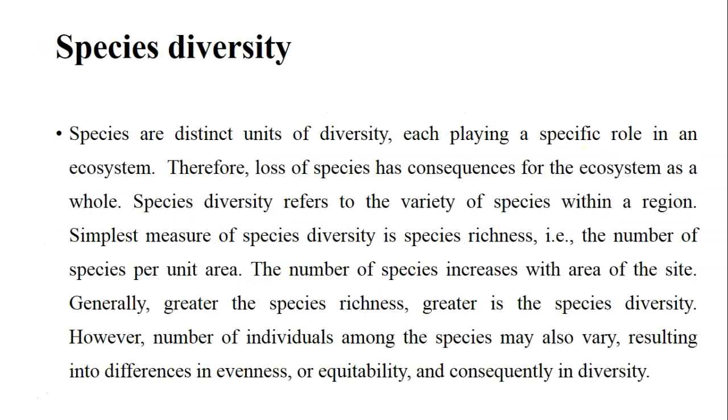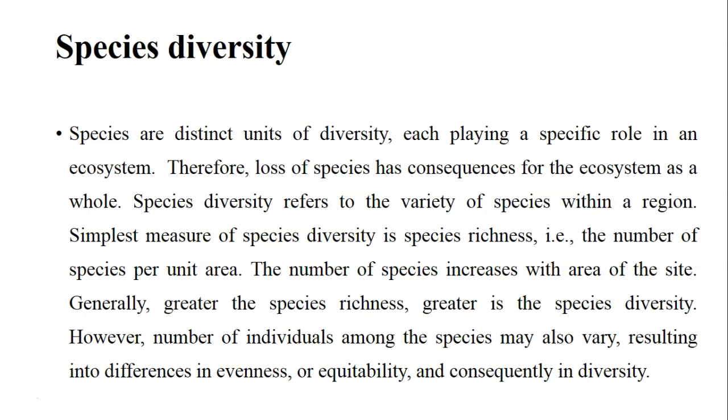Then let us see about species diversity. In species diversity, species are distinct units of diversity, each playing a specific role in an ecosystem. Therefore, loss of species has consequences for the ecosystem as a whole. Species diversity refers to the variety of species within a region. So here, don't misunderstand the difference between genetic diversity and species diversity.